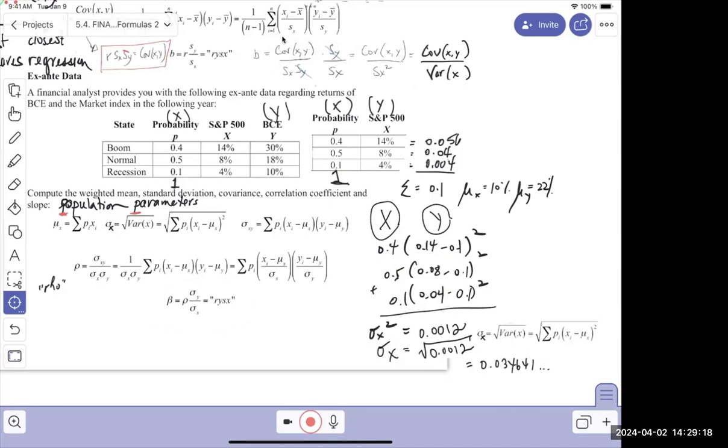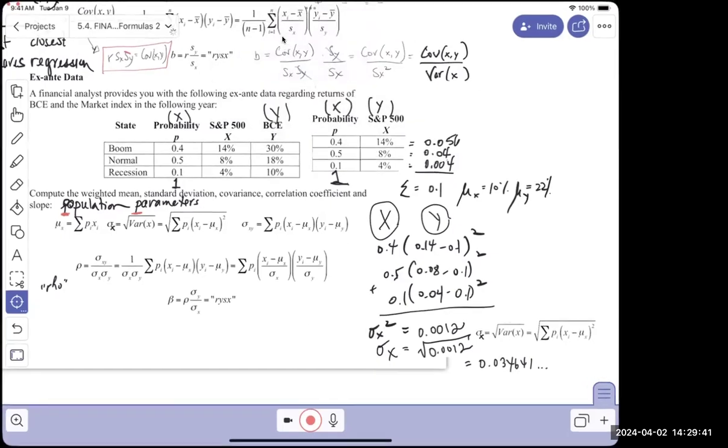Professor, just to be clear, the 0.0012, is that the standard deviation or the variance? It's the variance. That's the variance, and the standard deviation is the 0.03. Yeah, that's why I put the square here. Okay, that's clear. Did I do it right, or were there more zeros? No, I got the same thing. Okay, good.